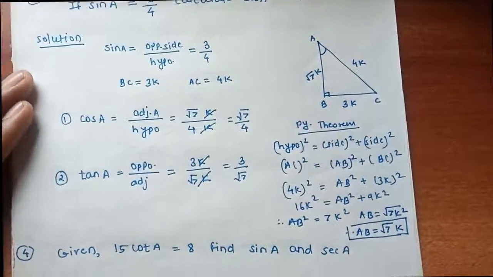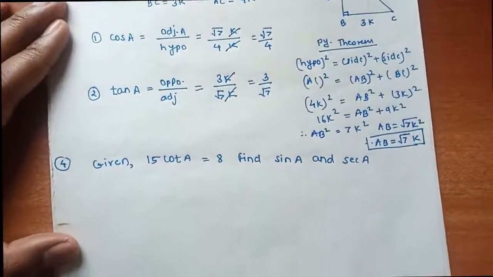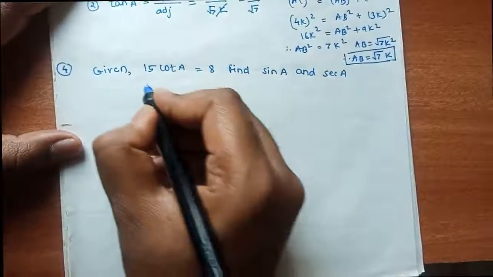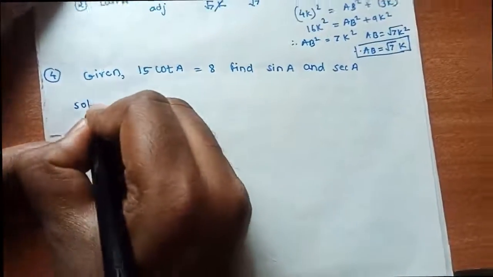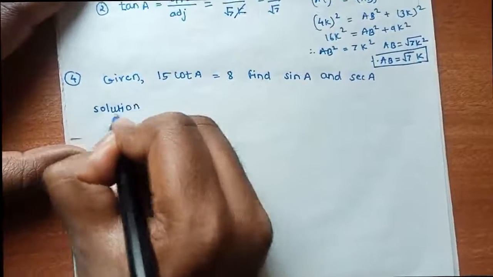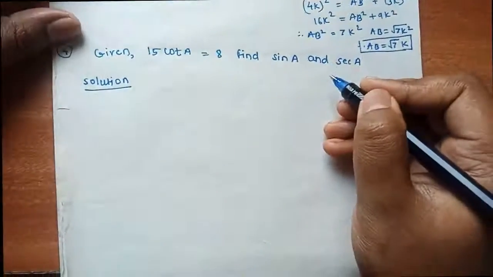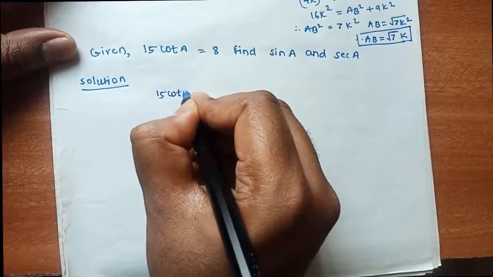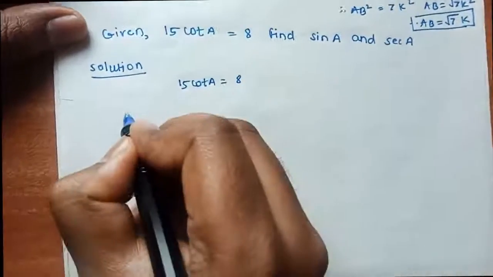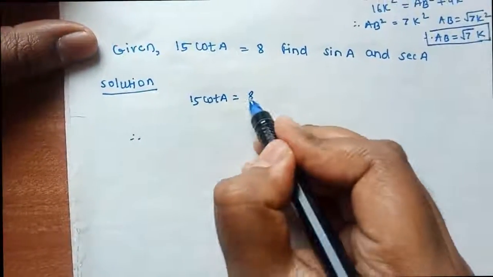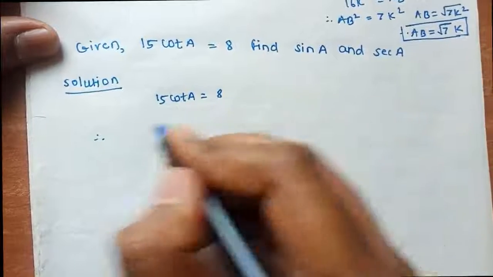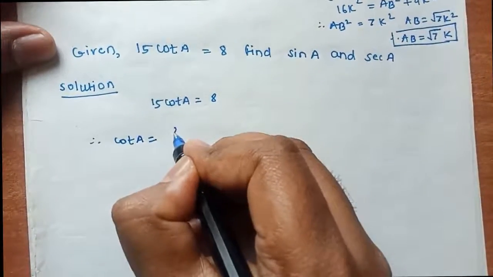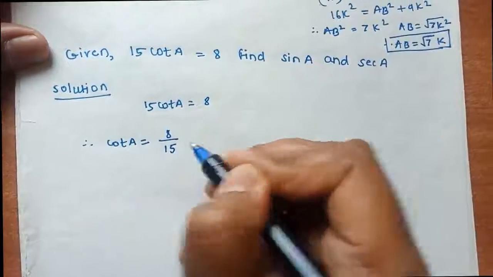So in the same way, let's go to the second problem. 15 cot A is equal to 8. The solution will start with the same method. Nothing changes in this, you just should know the basic formulas. So they have given 15 cot A is equal to 8. I can take the 15 to this side. It was multiplication, so on this side it becomes division. So cot A is equal to 8 upon 15.